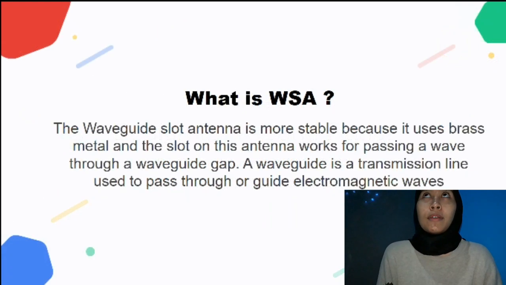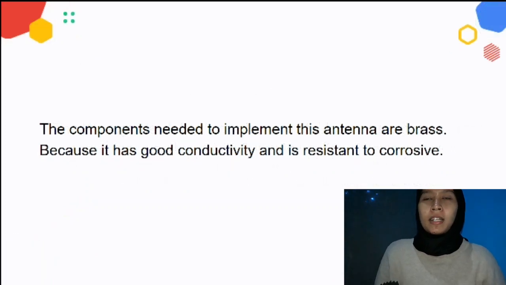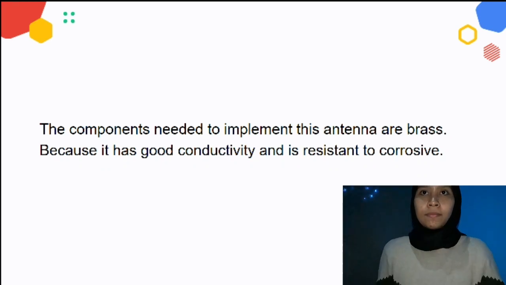What is a waveguide slot antenna? The waveguide slot antenna is more stable because it uses brass metal, and the slot on this antenna works for passing a wave through a waveguide gap. A waveguide is a transmission line used to pass through or guide electromagnetic waves. The components needed to implement this antenna are brass, because it has good conductivity and is resistant to corrosion.